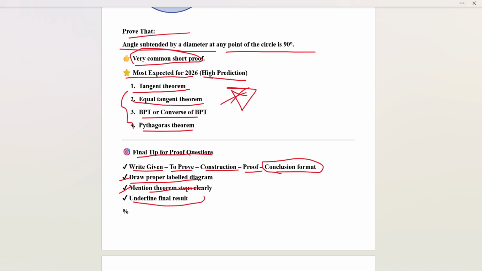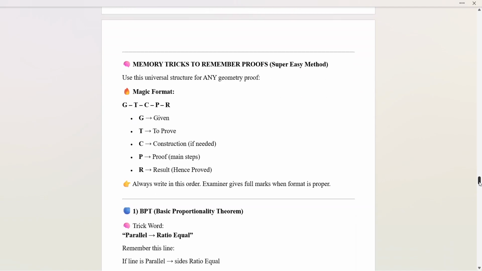Next is to underline the final result. That is the most important tip for your board exam. So underline the final result, since every question has an answer. After solving your question, you can put the final answer in a box. Okay, so you can box it using a pencil. So move to the next slide.